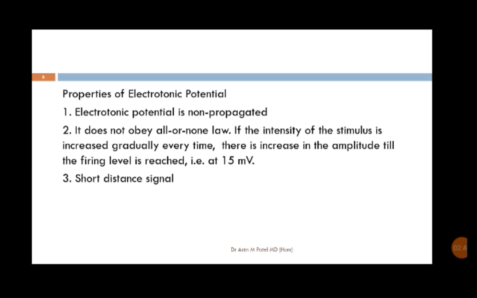Properties of electronic potential. Electronic potential is non-propagated. The second property is it does not obey the all or none law. And the third property is it is a short distance signal.